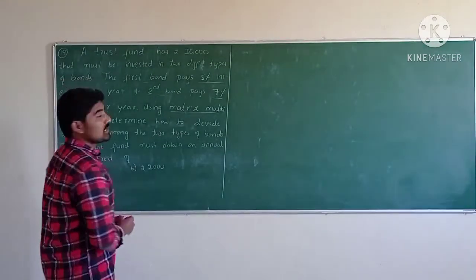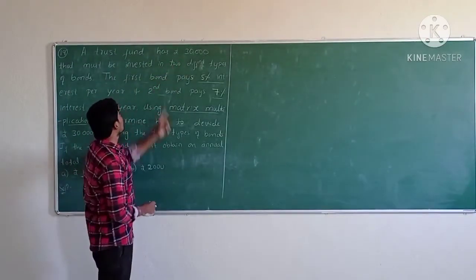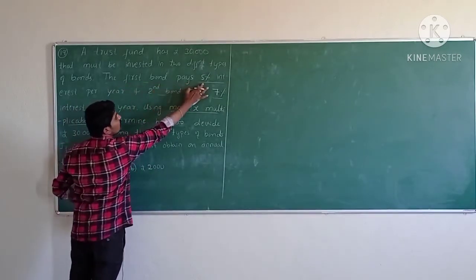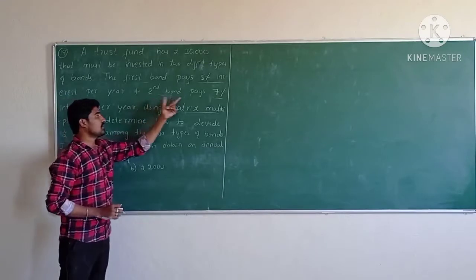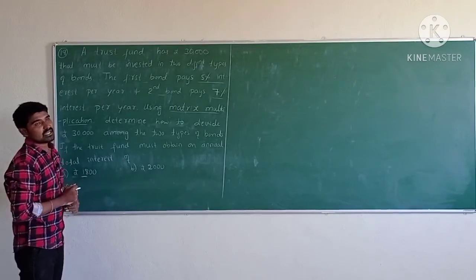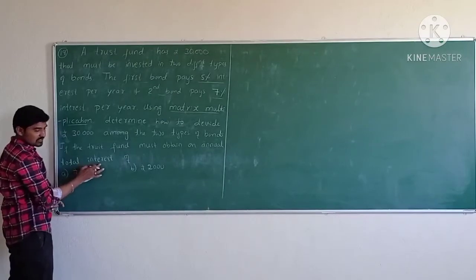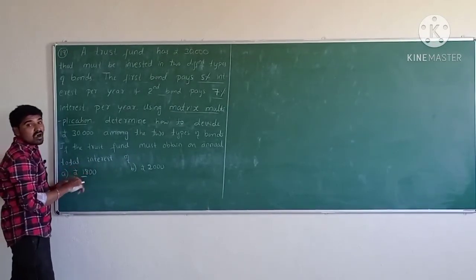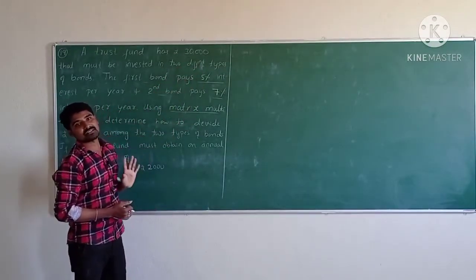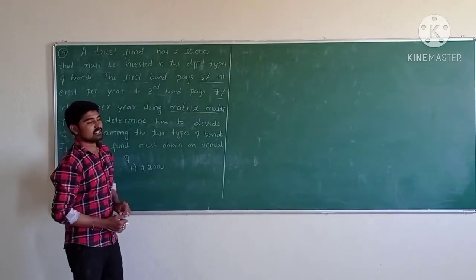So now the 19th question. A trust fund has 30,000 rupees invested in 2 types of bonds, in such a way that the first bond pays 5% interest per year and the second bond pays 7% interest per year. The question is, if this trust fund has an annual interest of 1800, how to divide this 30,000 rupees in first and second bonds? That will be calculated by using which method? Matrix multiplication method. This is the first question.